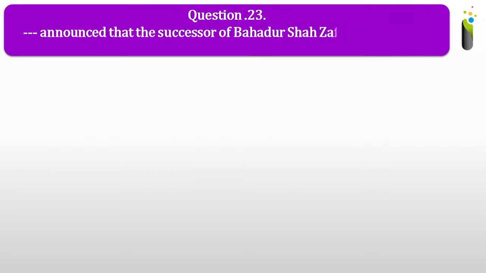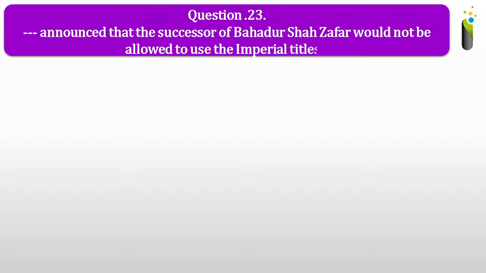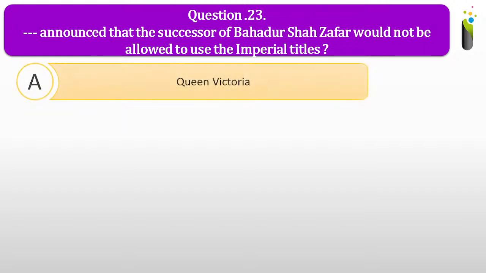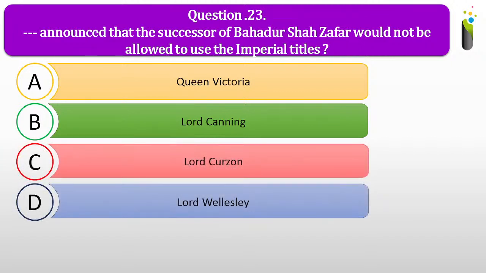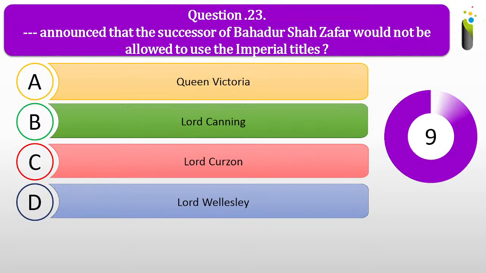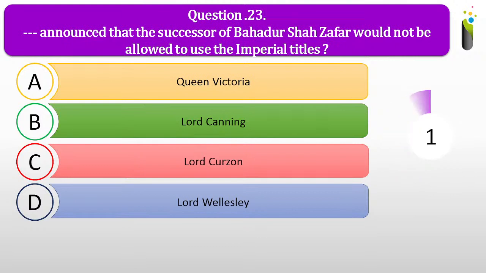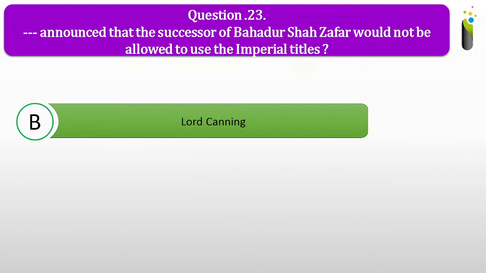Question number 23. Dash announced that the successor of Bahadur Shah Zafar would not be allowed to use the imperial titles. A. Queen Victoria, B. Lord Canning, C. Lord Curzon, D. Lord Wellesley. And the correct answer for this question is B. So Lord Canning announced that the successor of Bahadur Shah Zafar would not be allowed to use the imperial titles.